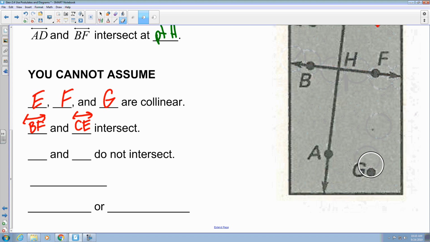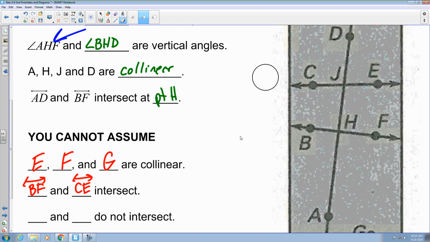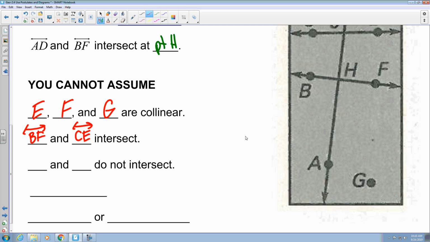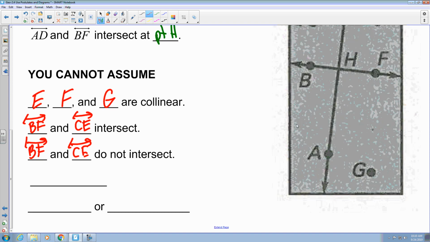Finally, the last thing here, it says blank and blank do not intersect. Well, yeah, it's the same thing. So that would be BF and CE. So just like we don't know if they intersect, we don't know if they do not intersect. So there we go. Some angle assumptions that we can't make.